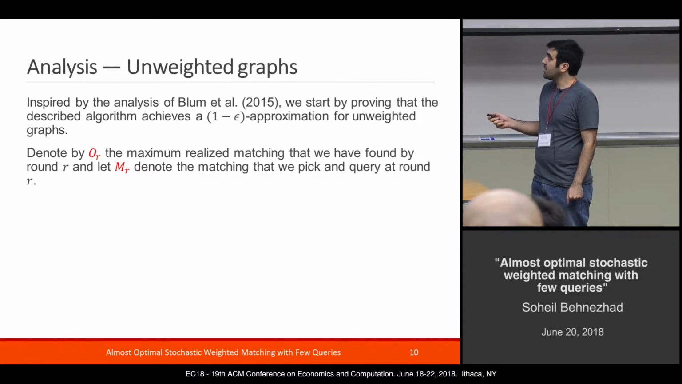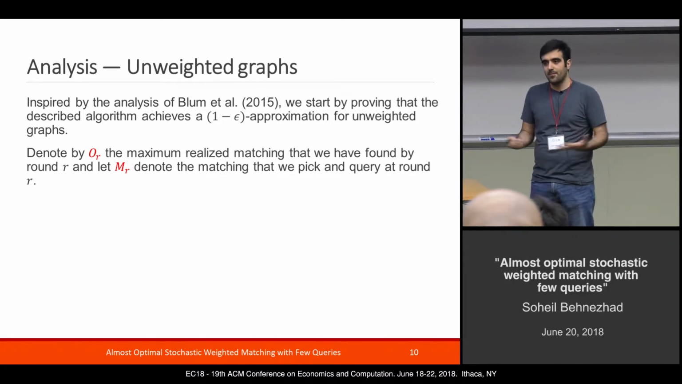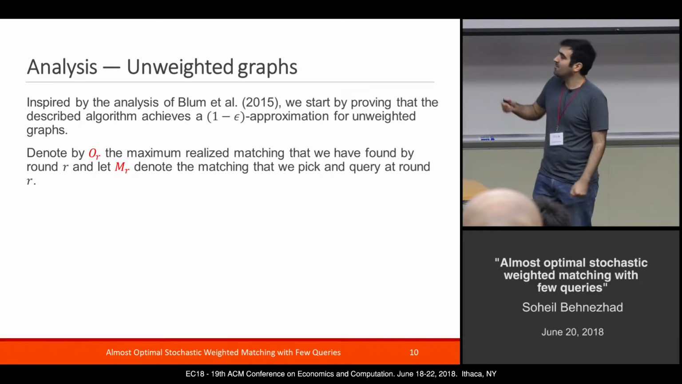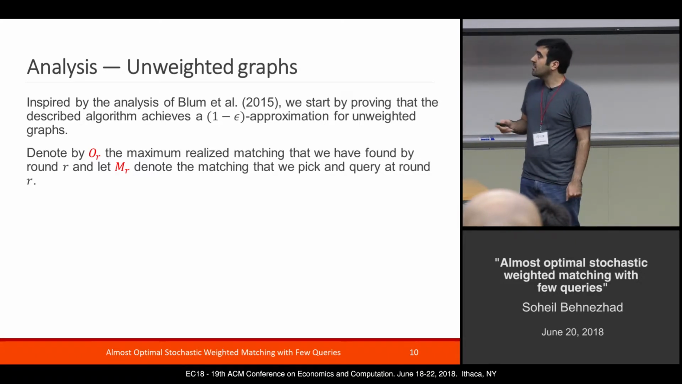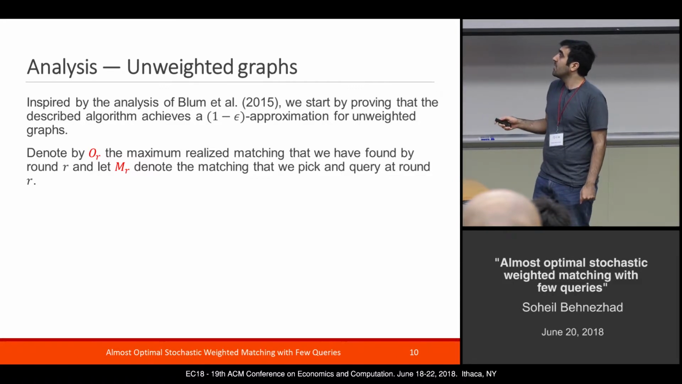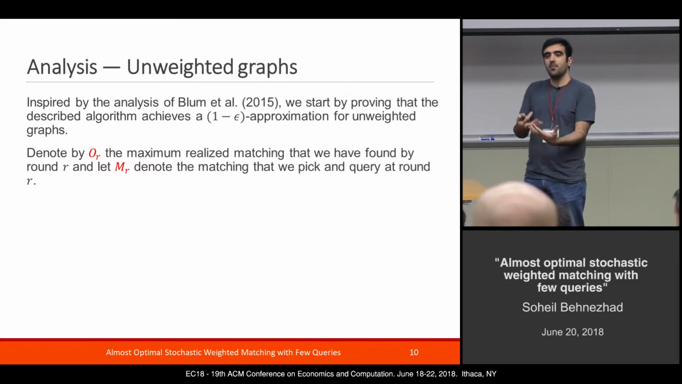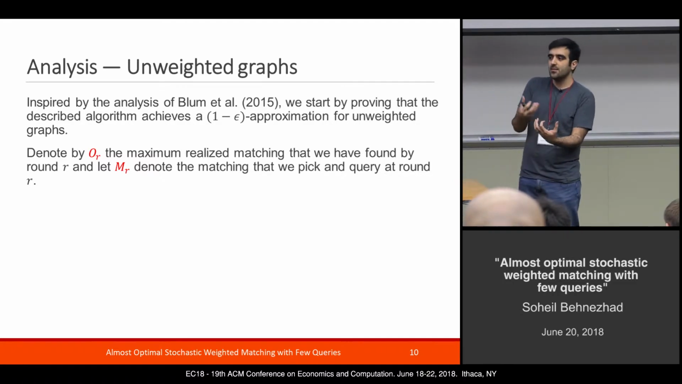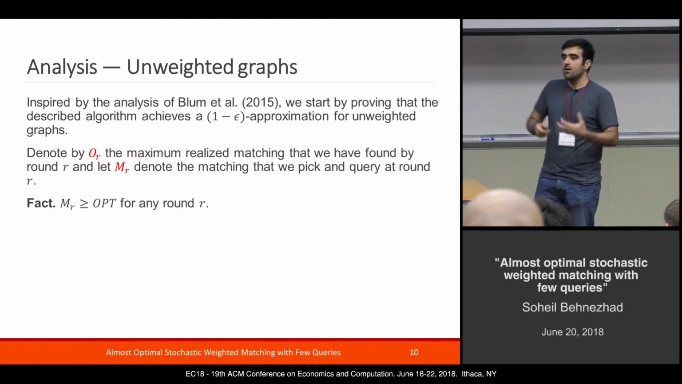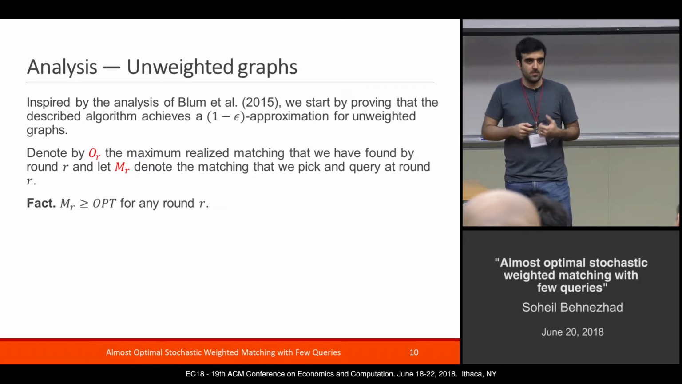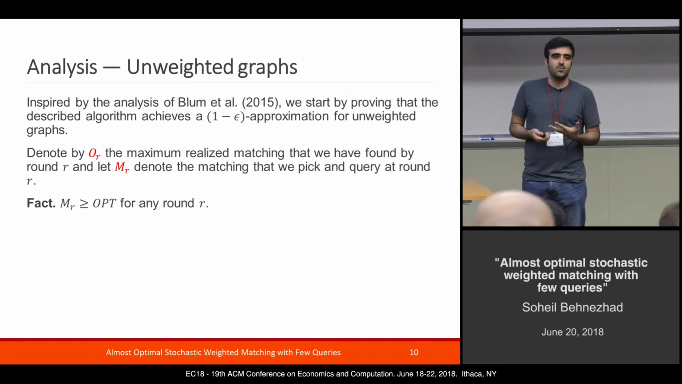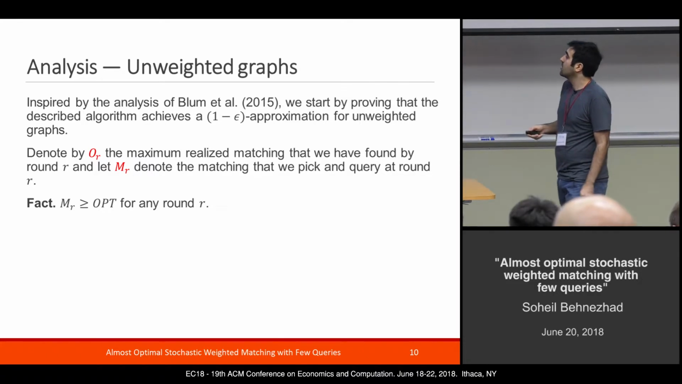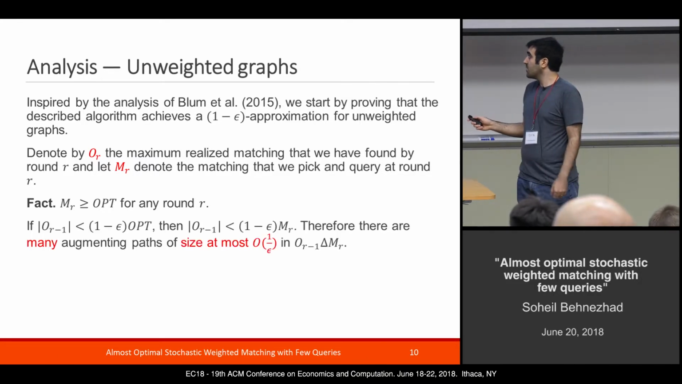So let us denote by O sub r the largest weighted matching that we have found by round r. And this is the output of the algorithm. So in each round, we pick a maximum weighted matching, M sub r, right? This M sub r can be shown to be always at least as large as opt, because every edge of opt remains in the graph among which you find a maximum matching, right?